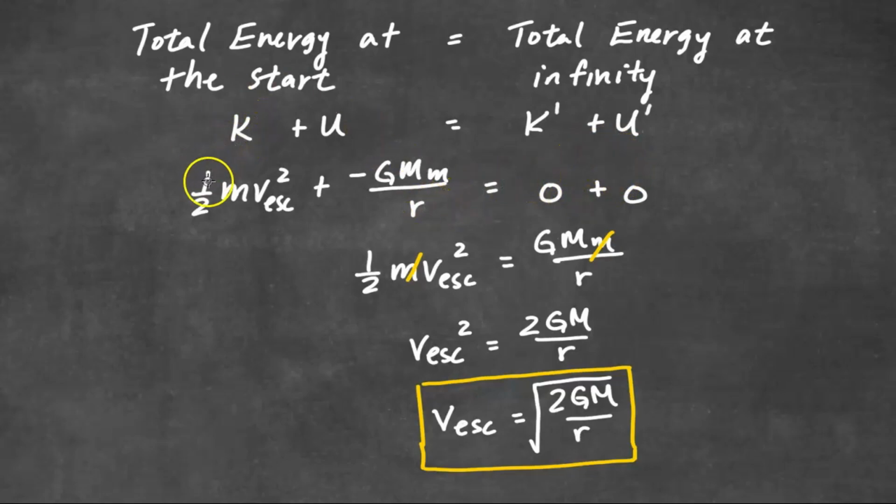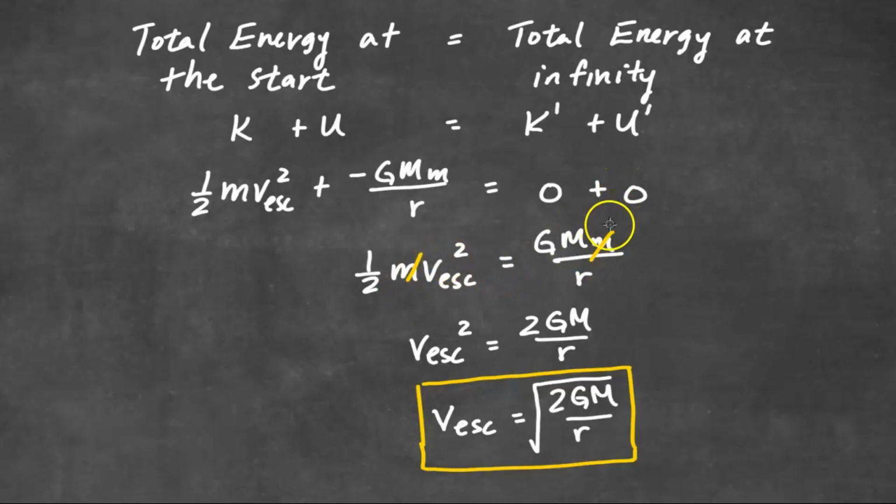So the initial kinetic energy is going to be 1 over 2 mv squared. This v will be the escape velocity, plus the gravitational potential energy of the cannonball on the surface of the Earth, which is negative big G times big M, the mass of the planet, little m, the mass of the object, let's say a cannonball, divided by r, the distance between the cannonball and the center of the Earth, equal to, and this is going to be 0 on the right-hand side. That's by convention how we typically set our reference point, which is going to be 0 at infinity.